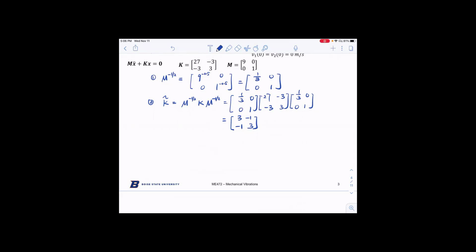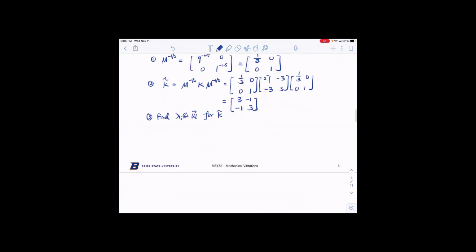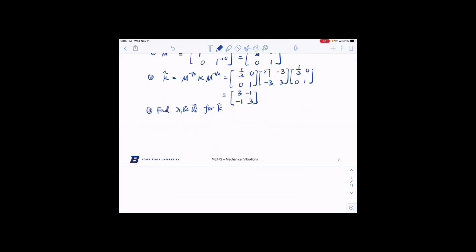And then the third step, we need to find lambda and u's for K tilde. So remember, lambda and u, they're eigenvalues and eigenvectors. And then again, you can use the eig function, or you can calculate this by hand. Actually, we just did these. If you remember what we saw in the first example, we already calculated this.